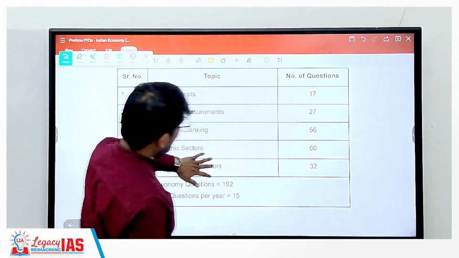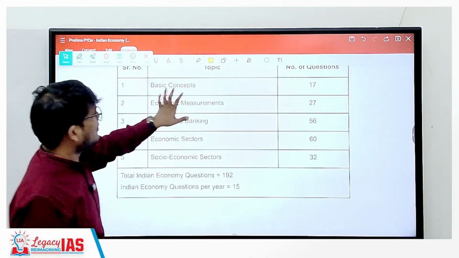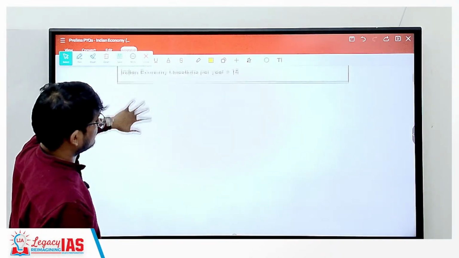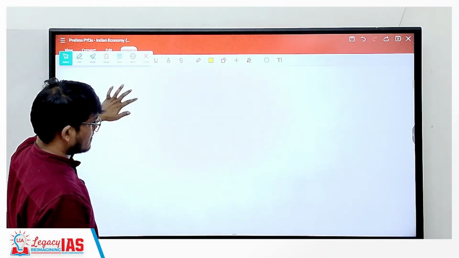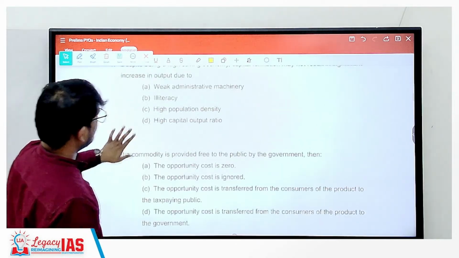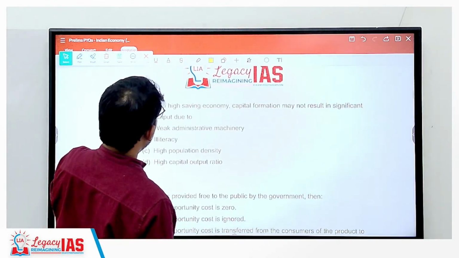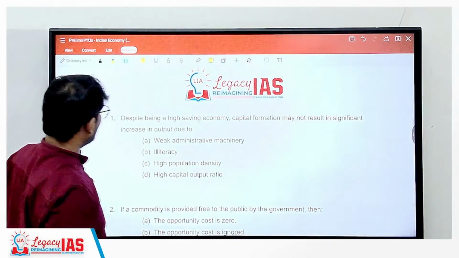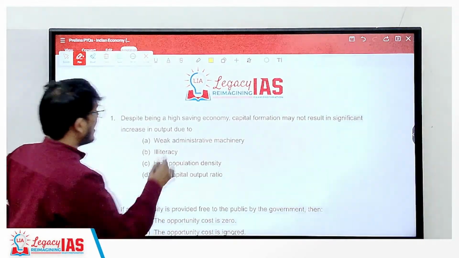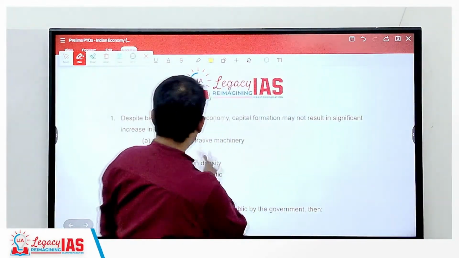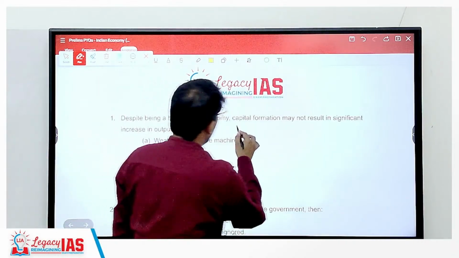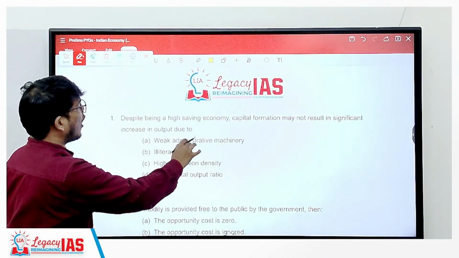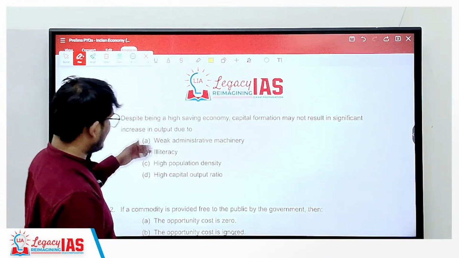So now let's start with what? With the questions on basic concepts. Okay, so here is the very first question. What does the question say? The question says, despite being a high saving economy, capital formation may not result in significant increase in the output due to A, B, C, D.